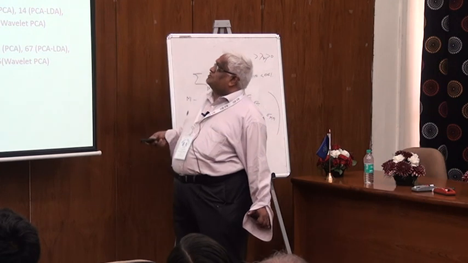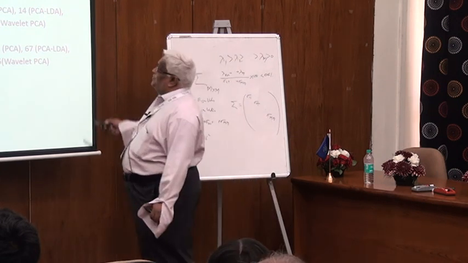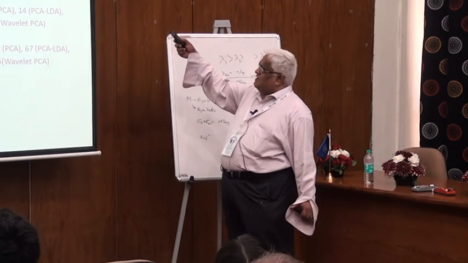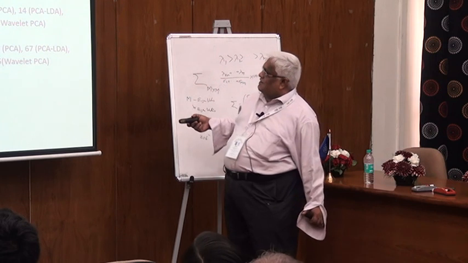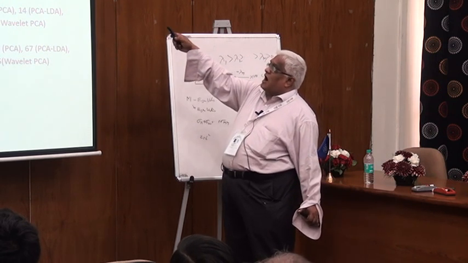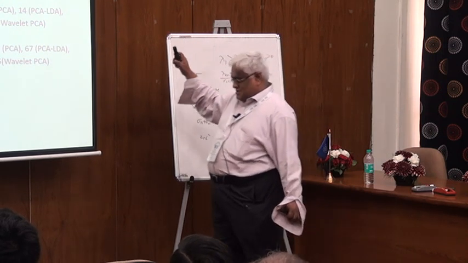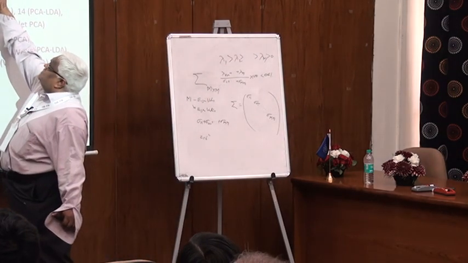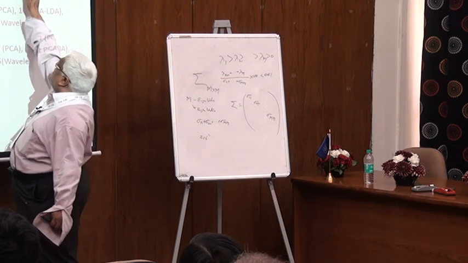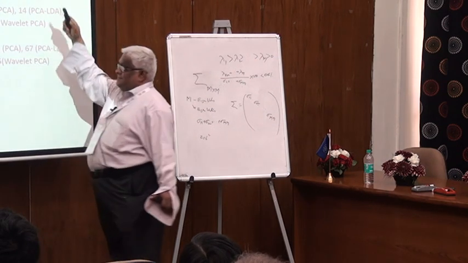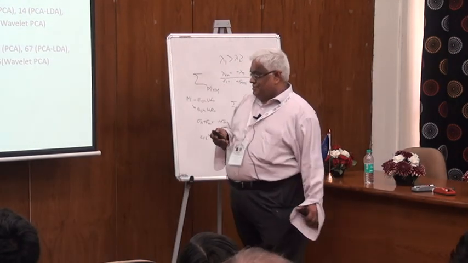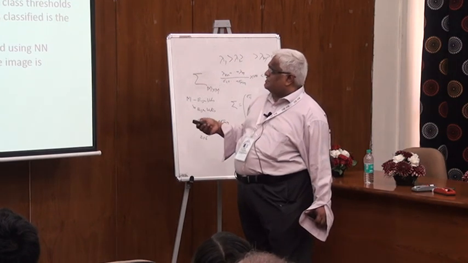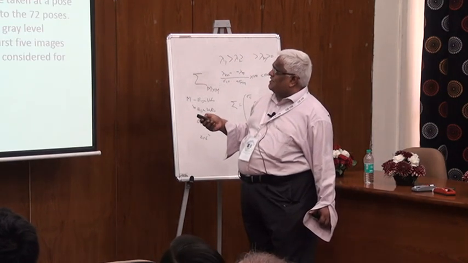Now the reduced dimension. We have used several ways of doing dimensional reduction: PCA, LDA, PCA, and wavelets. Now the number of dimensions after the reduction: 120-dimensional space vectors only we have taken. Here 39 and here 120. And then the corresponding recognition rates and so on. I will not go into the details of this.